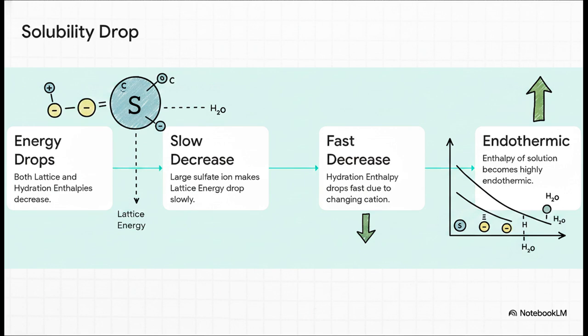But hydration enthalpy, that relies entirely on the changing cation. As the metal ion gets bigger, its ability to attract water drops off a cliff, so the enthalpy of solution becomes increasingly endothermic and solubility severely plummets.